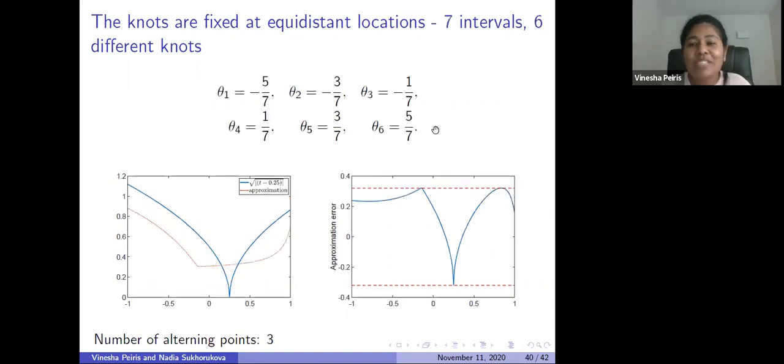So now we introduce 7 intervals. We have 6 different nodes. So each of these nodes are located at different places, but we only get 3 alternating points, and the maximum deviation is about 0.3. It's probably more than 0.3.